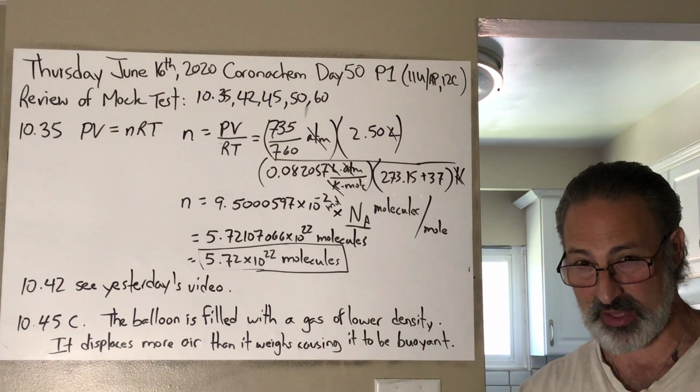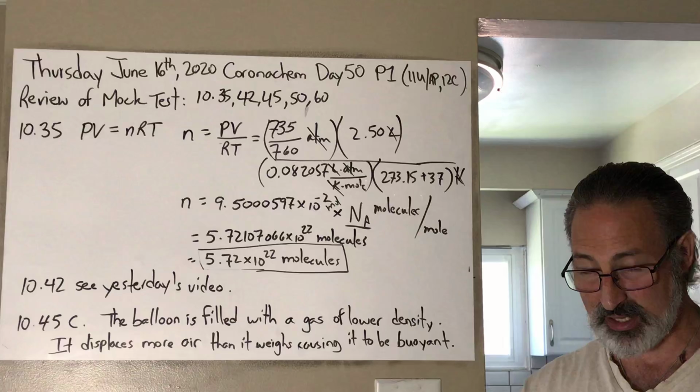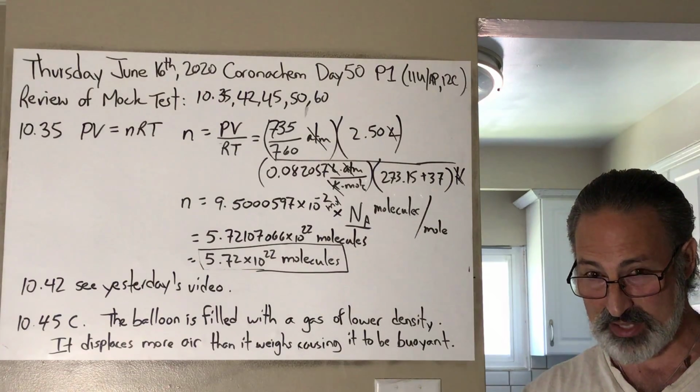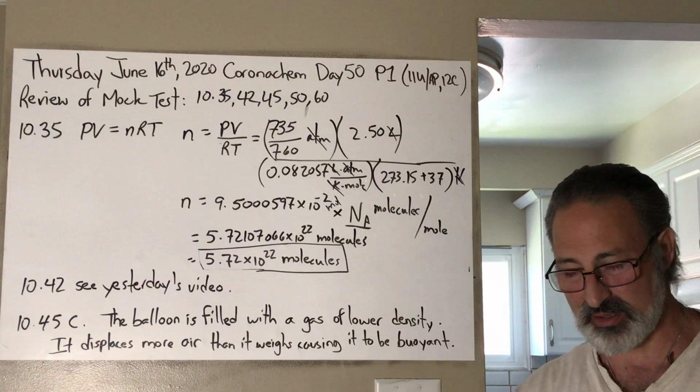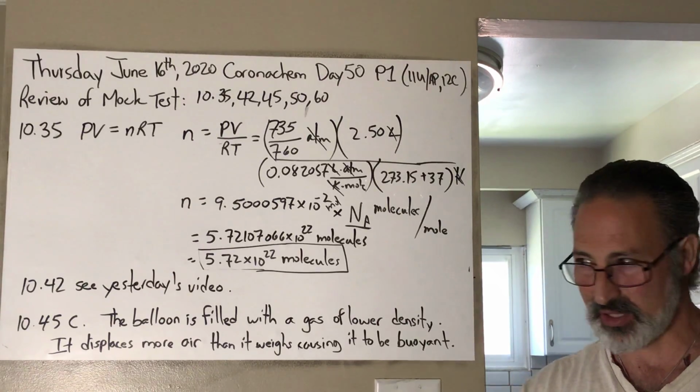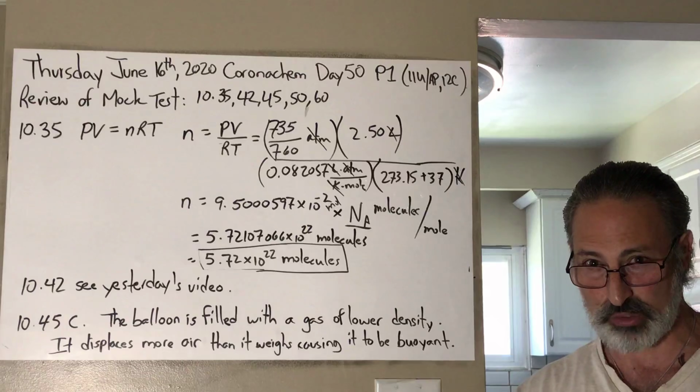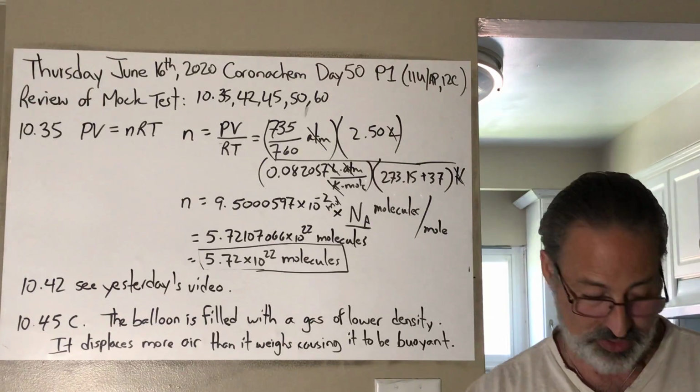Submarines do the same thing. They take on water so that the density of the submarine equals the density of the water that it displaces. Not the density. So the mass of the submarine is equal to the mass of the water that it displaces. That's how you achieve neutral buoyancy.